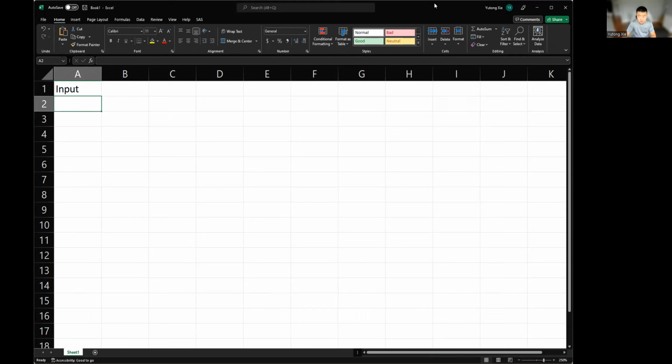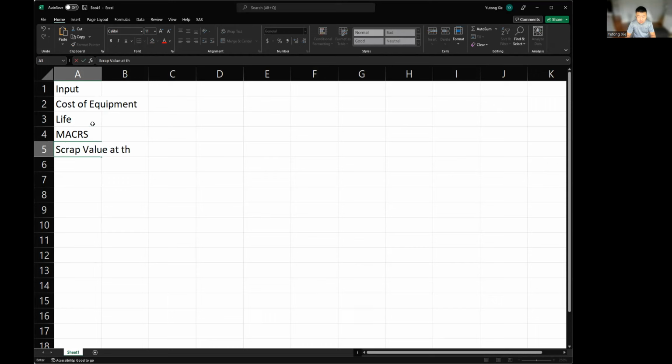So including the cost of the equipment, right? That's number one. The life of equipment, the number of years following the MACRS, and then there's a scrap value at the end of life. There's a maintenance expense, right? So these are about the equipment.